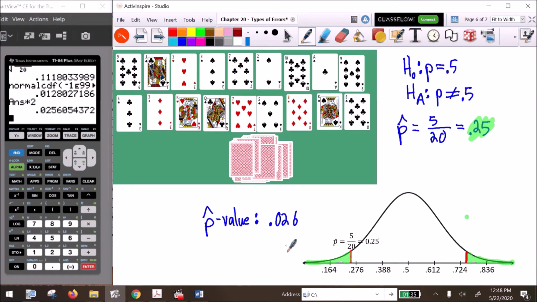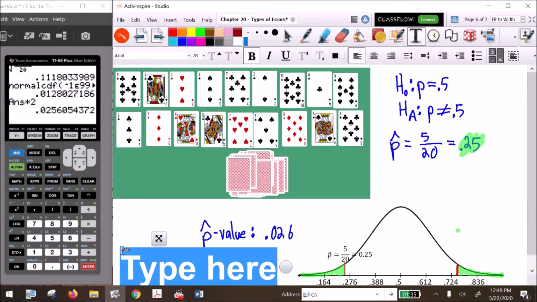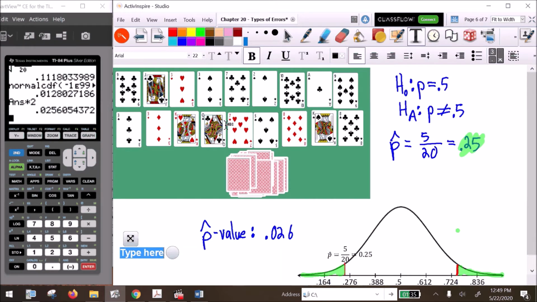And that means that there's a pretty good chance that this is not a normal deck of cards. We usually set our significance level for making our decision at 5%. If there's less than a 5% chance of this happening due to random chance, then we can say it's probably not due to random chance. So because this is lower than 5%, we're going to actually reject our null hypothesis. So we reject the null, and we conclude that the proportion of red cards is not 50%.